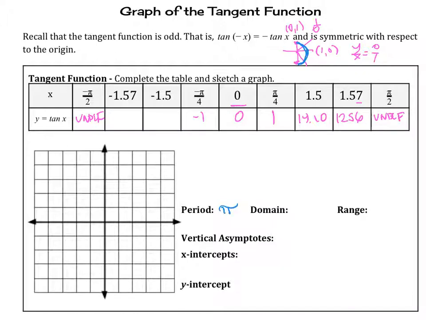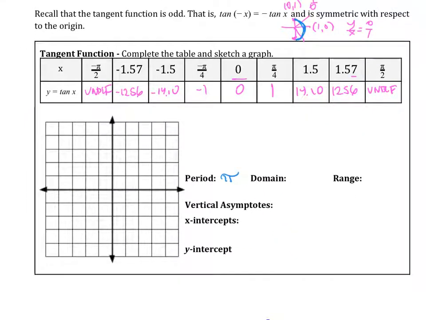Then you'll notice if you plug in a negative 1.5, you will get a negative 14.10, and negative 1.57, you would get negative 1,256. So let's sketch our graph. We know that at (0, 0), that is our point there. Now, we know it's undefined at pi over 2 and negative pi over 2. So those are the asymptotes, pi over 2 and then negative pi over 2. Then at pi over 4, so notice that's half of pi over 2, and at negative pi over 4, we have some important points. At pi over 4, we're at 1, and at negative pi over 4, we're at negative 1.